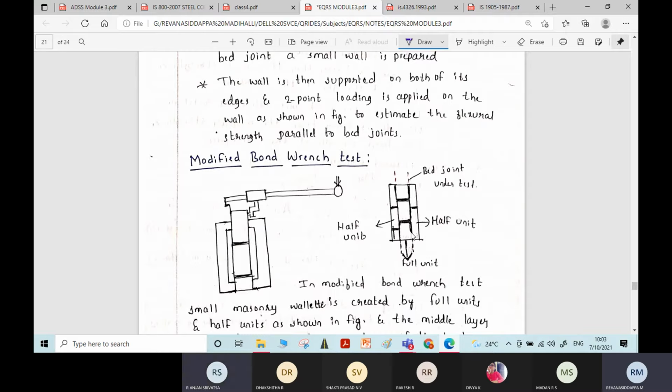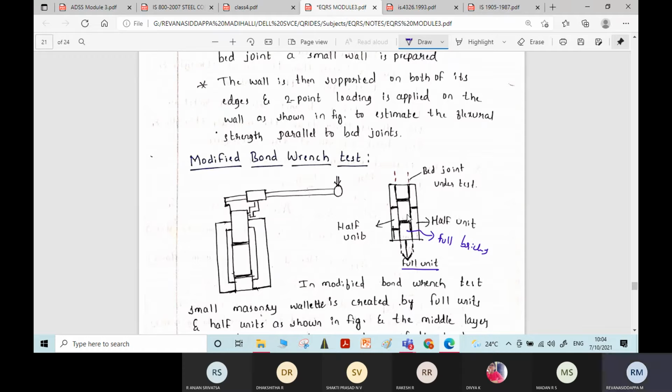The center layer is there, no? The center layer is made of full bricks or full units. And the center layer, which is made using full units, will be attached with one more stack of bricks which are cut into half portions, and this full layer will be covered on either side by the two more layers made of half units, half of the brick.